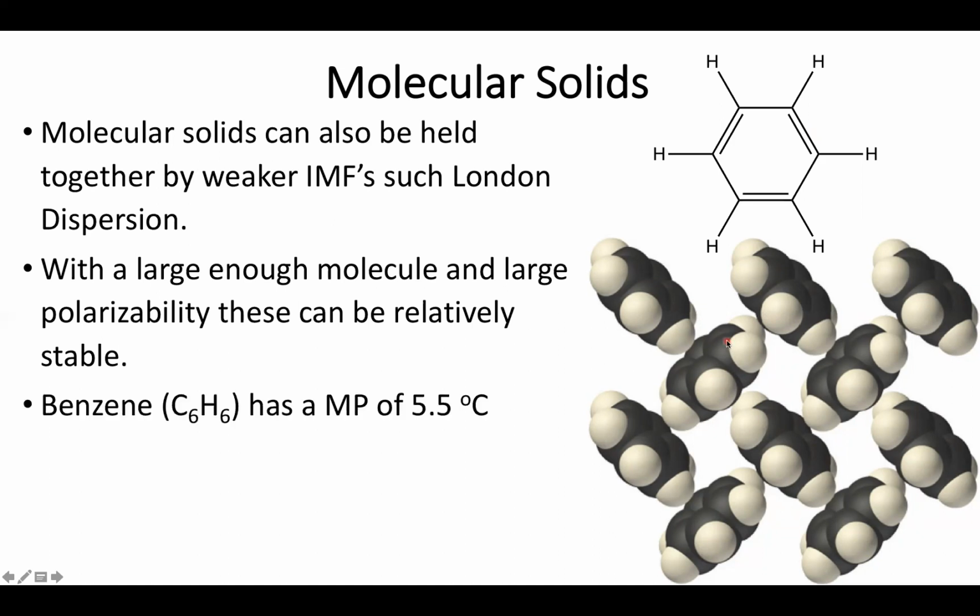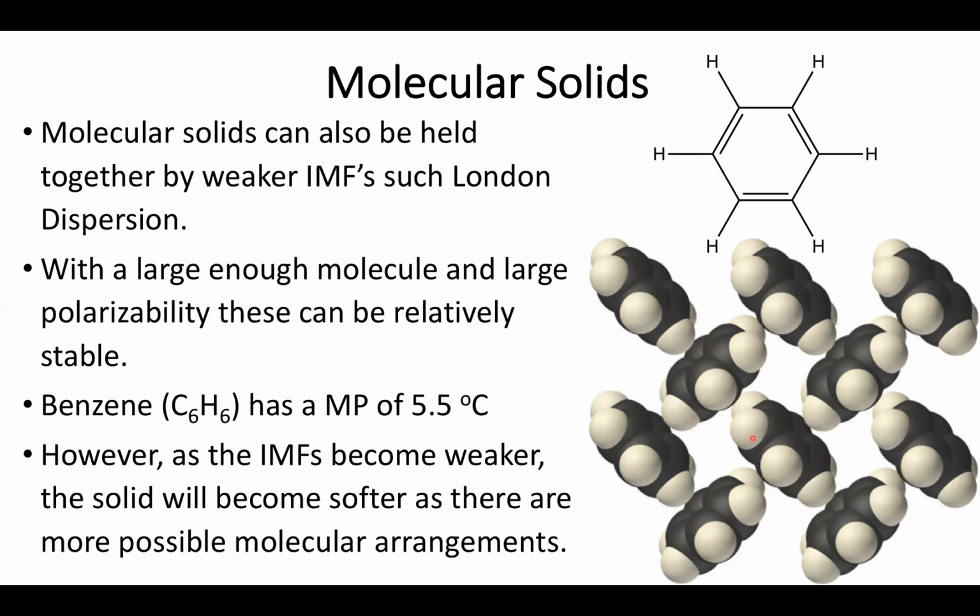And so, for example, benzene has a melting point of about 5.5 degrees C. So this is a higher melting point than water, because you're making the London dispersion forces, while individually weaker, on net can be just as good. However, one of the things that is worth noting is that as these IMFs become weaker, you're going to have a lot more softer material. So expect solid benzene to be a lot more soft than ice, because it's very easy to distort this lattice and rearrange.